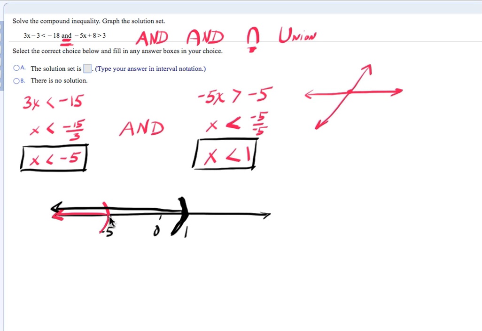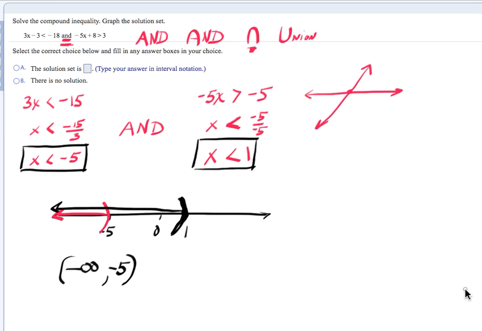And the answer is from here to the left. And we don't include -5 because -5 is not a solution for this one. So we still need to use that. And then it's everything to the left, and we use the negative infinity symbol for that. So there it is in interval notation. And we would say, type your answer in interval notation. That's what they want to see. And so that's how you solve these.